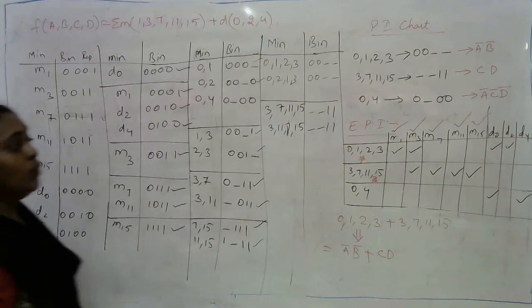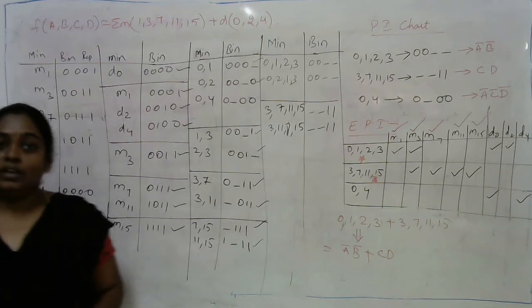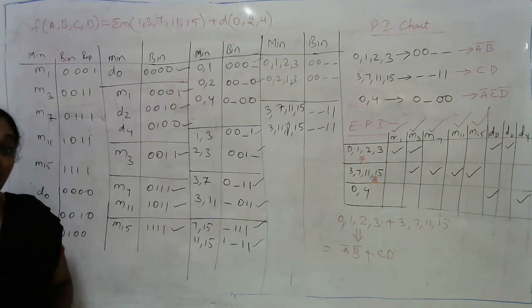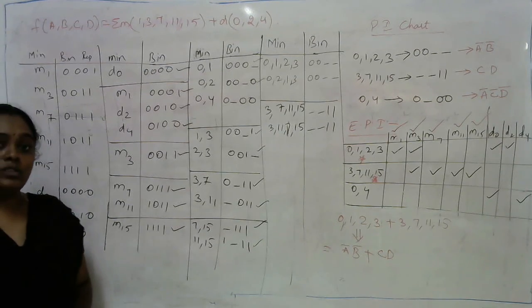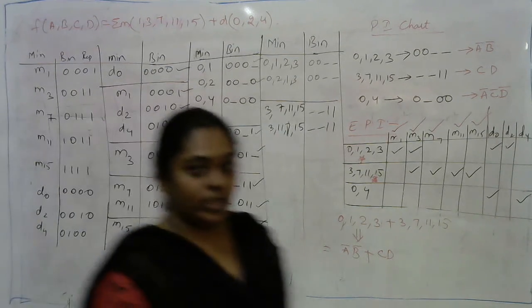This is how to simplify a given boolean expression by using the tabulation method with don't cares or without don't cares. Thank you.